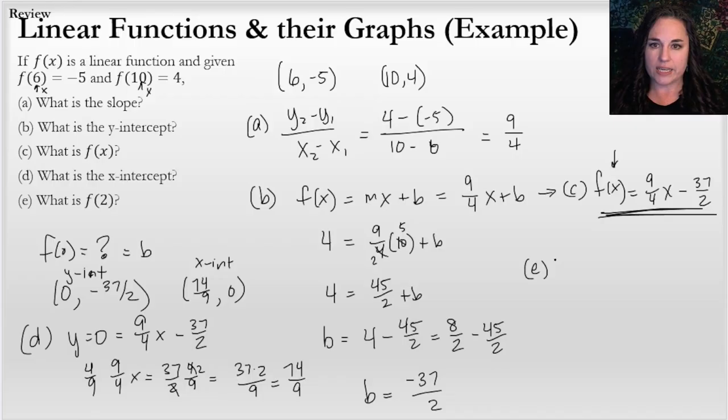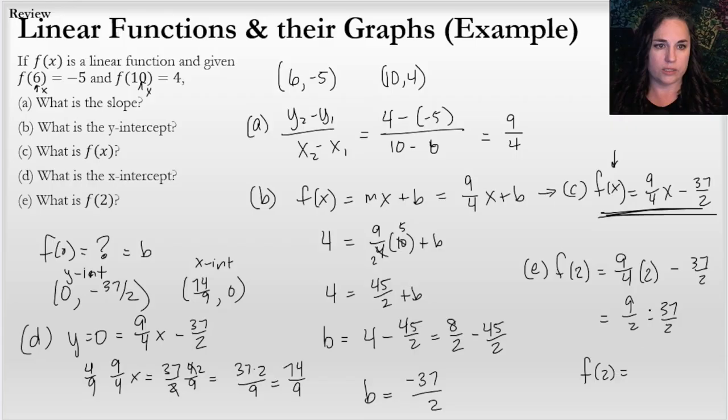Let's do this last part E here. What is f of 2? For f of 2, I'm just going to plug in 2 wherever I see x. So 9/4 times 2, minus 37 halves. This will give me 9 halves minus 37 halves, which is negative 37 plus 9 over 2. What is that? Negative 28 halves, which is negative 14. So if I look at the point when x is 2, I should get an output of negative 14.